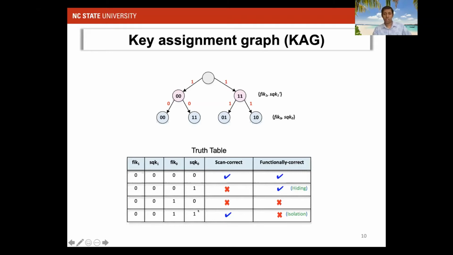Then there is one case where it is neither scan correct nor functionally correct, so you don't get this key anyway. And the last case is the most interesting one. This is returned when you run the SAT attack through scan chains, but it's not functionally correct. This is the main property that SeqL tries to exploit, which is not there in any of the prior attacks.